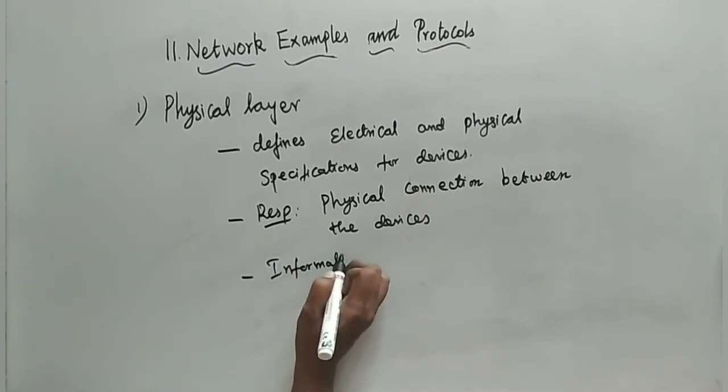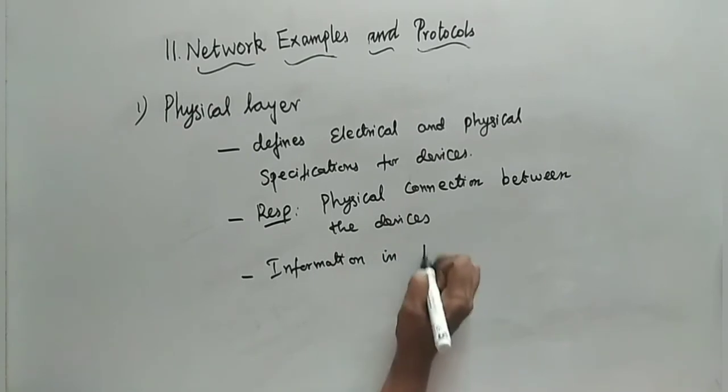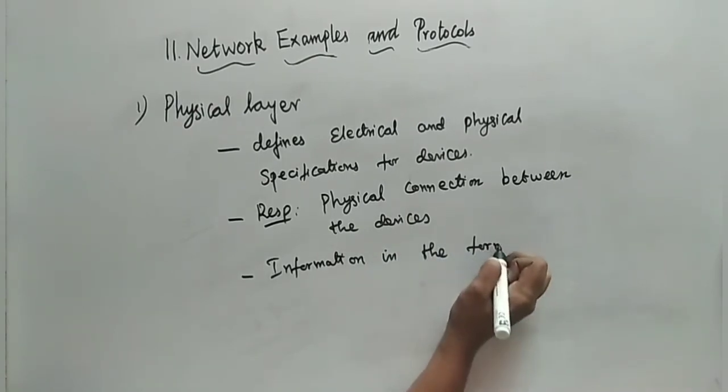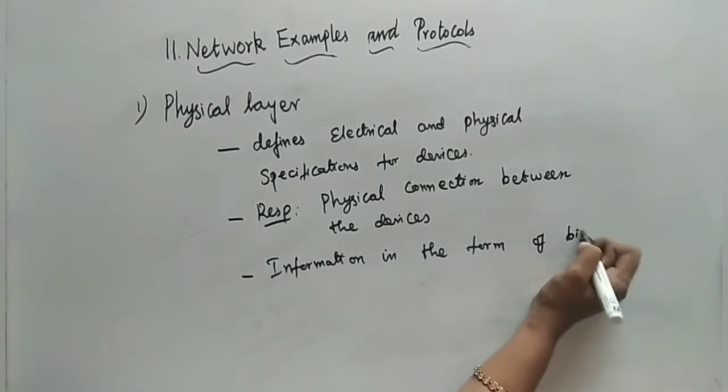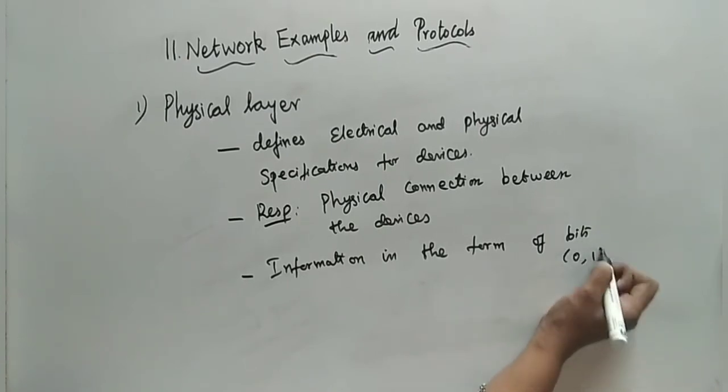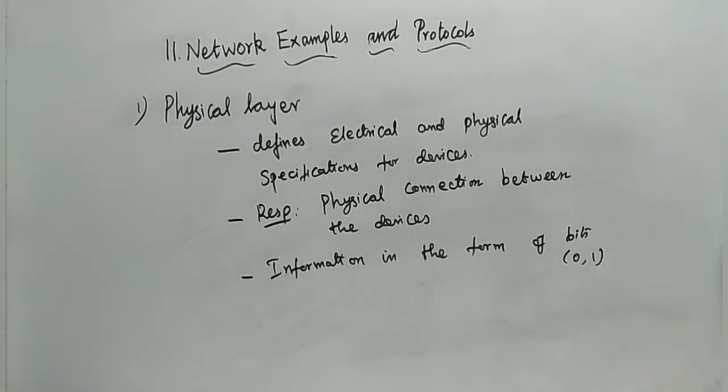What do you mean by bits? Bits are nothing but your zeros and ones, just a combination of zeros and ones. So the physical layer is your hardware layer, and it is your first layer. It defines the electrical and physical specification for devices. The responsibility is to make the physical connection between the devices, and the information is in the form of bits.